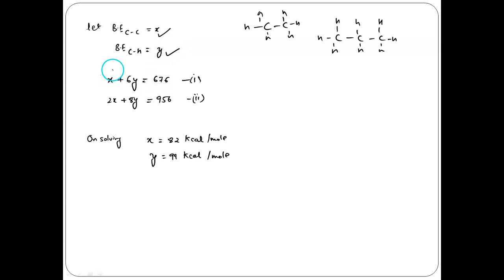So we can frame two equations from the data that we have calculated. For the case of ethane, X plus 6Y is equal to 676. For propane, we have 2X plus 8Y is equal to 956. On solving, we get the value X, which is nothing but the C-C bond strength, and that is 82 kilocalories per mole, and Y stands for the bond energy of the C-H bond, which is 99 kilocalories per mole. So we get this as the answer.